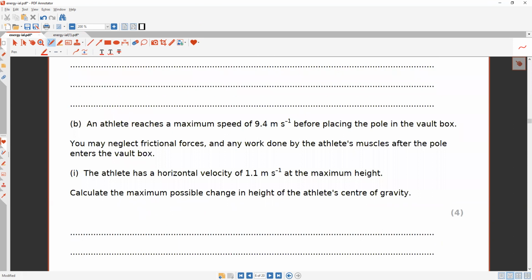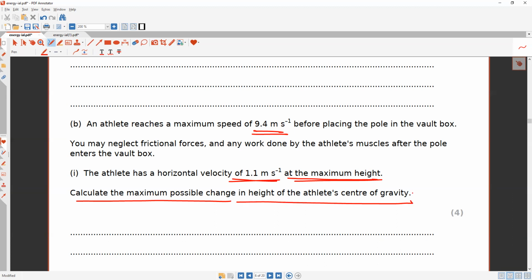An athlete reaches a maximum speed of 9.4. So you know how much kinetic energy he has. Hint, he has reached a maximum speed, so you know his kinetic energy before placing the pole in the vault box. You may neglect frictional force and any work done by the athlete's muscle after the pole enters the vault box. The athlete has a horizontal velocity of this much and a maximum height of this much. Calculate the maximum possible change in height of the athlete's center of gravity.